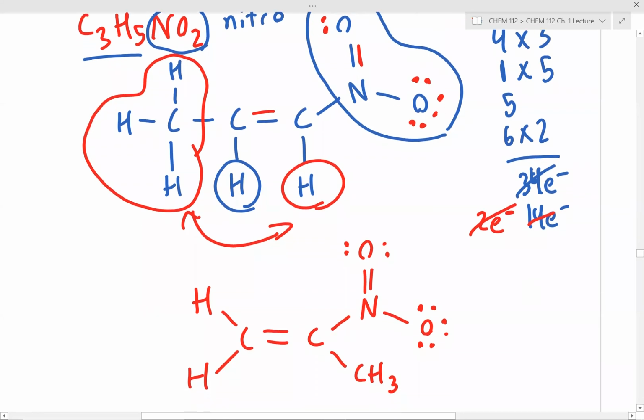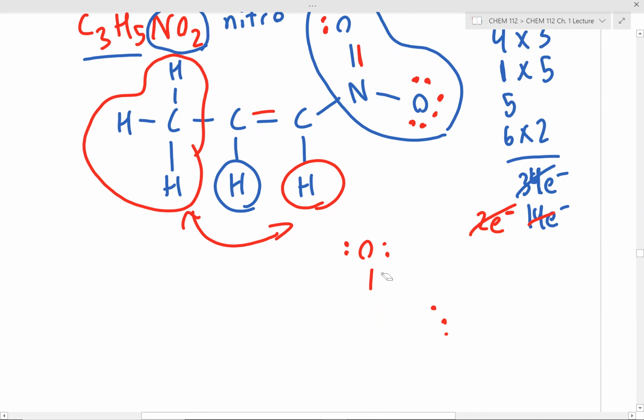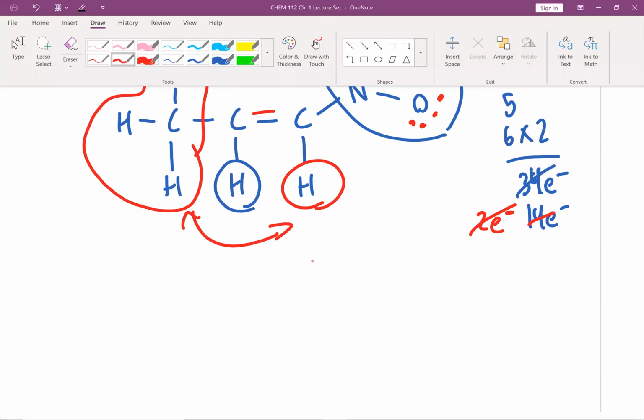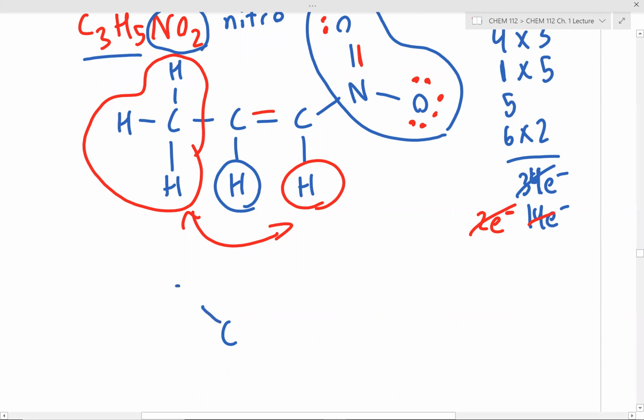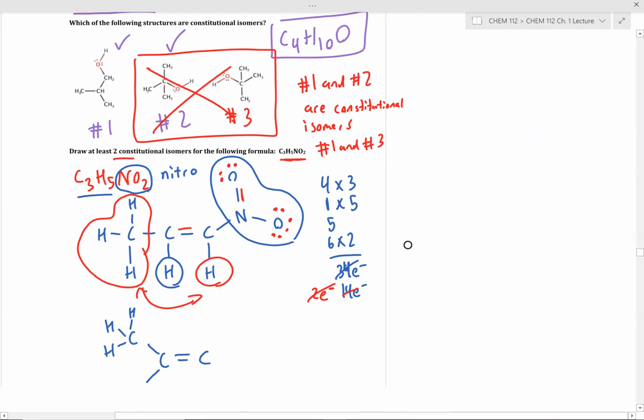One moment. Is it okay if I erase this structure to showcase option B? Let me erase. So in the case that you do swap the nitro group and the hydrogen, let's showcase that structure. So we have a carbon with a CH3 group attached. Attached to this carbon, which has a double bond, is a nitro group.